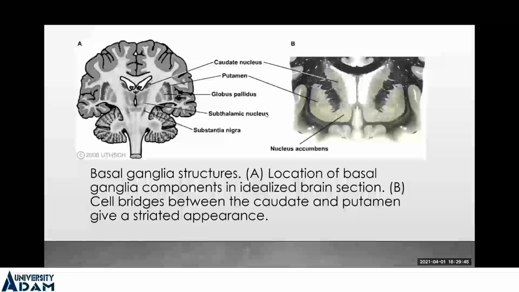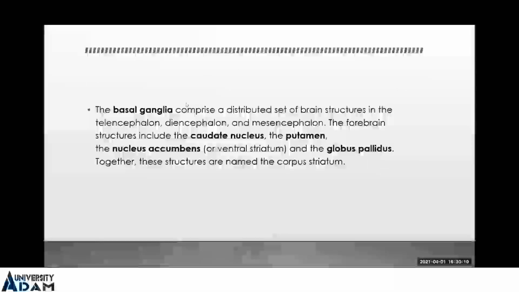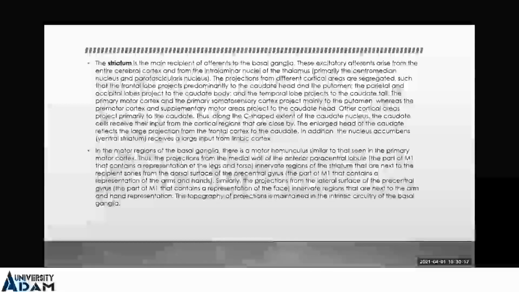The subthalamic nucleus and substantia nigra, pallidum. The caudate nucleus, putamen, nucleus accumbens, and globus pallidus, striatum. So it will be easier for you to understand how they work together. Okay. So this is the text.